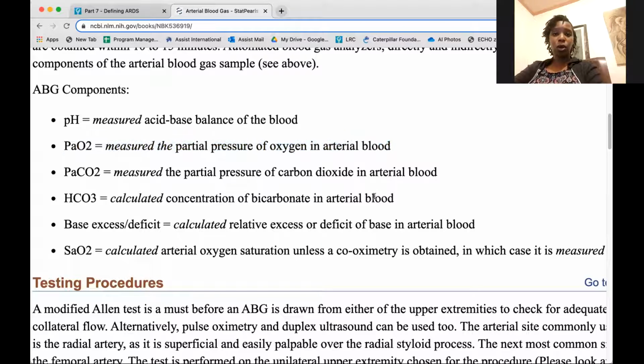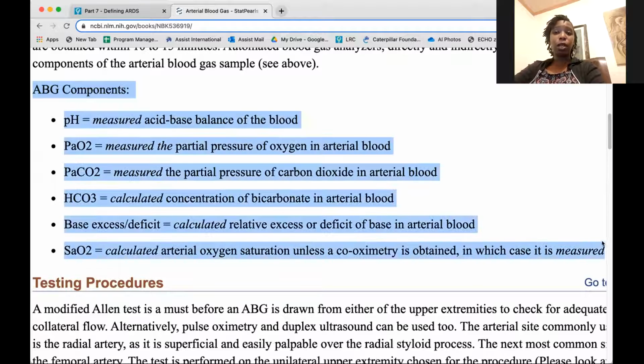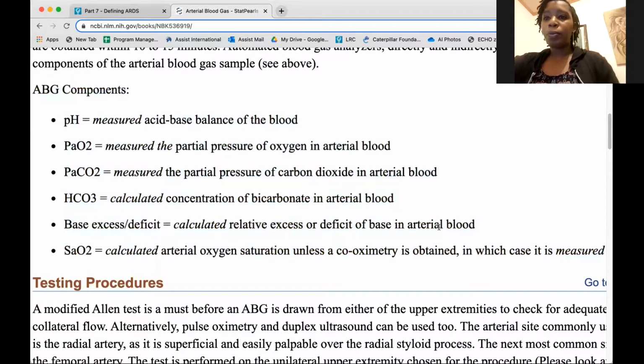In type 2, as Dr. Rachael has explained, you will find that the partial pressure of carbon dioxide is elevated. So that is another way of differentiating between type 1 and type 2 respiratory failure. So we'll send this to your chat box, and you'll be able to go through it in detail.